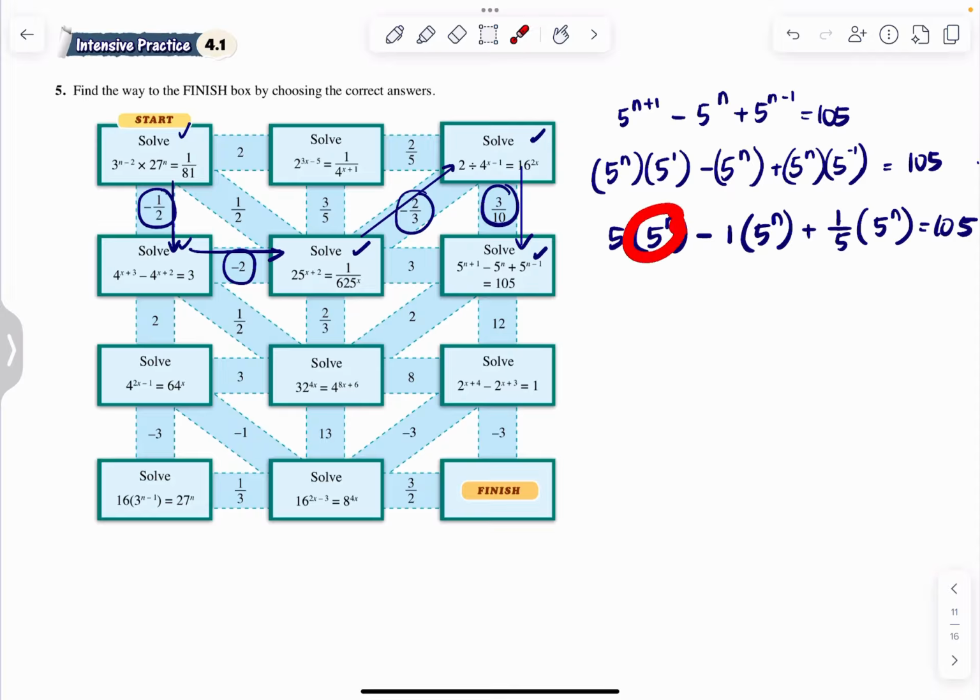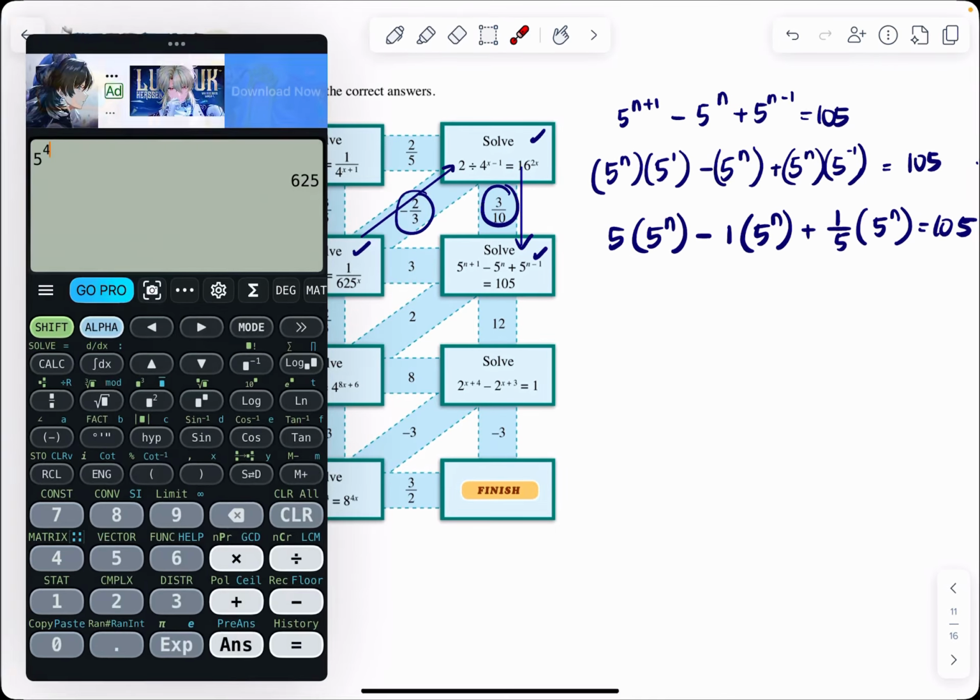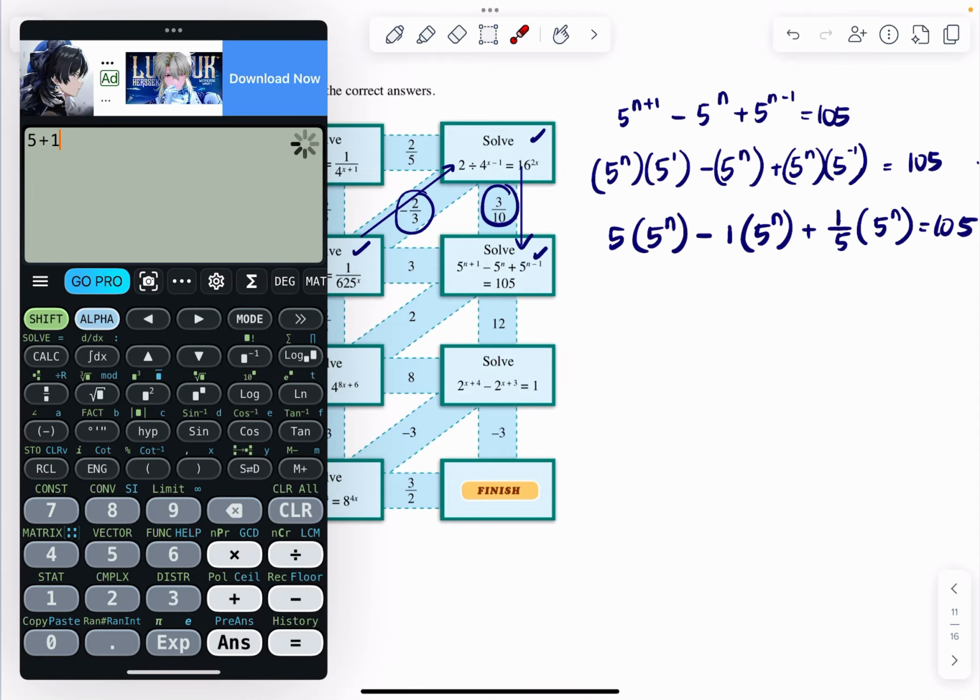So this one, 5^n, 5^n, 5^n, we can treat them like oranges. So 5 oranges minus 1 orange plus 1 over 5 oranges. So 5 minus 1 plus 1 over 5. So we get 21 over 5.